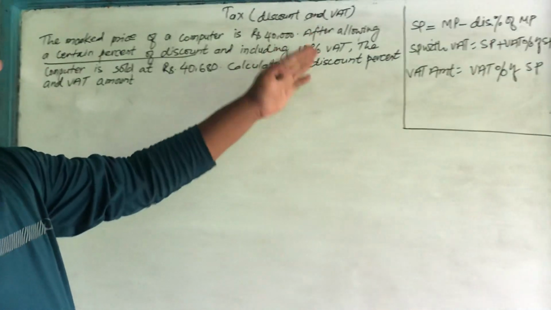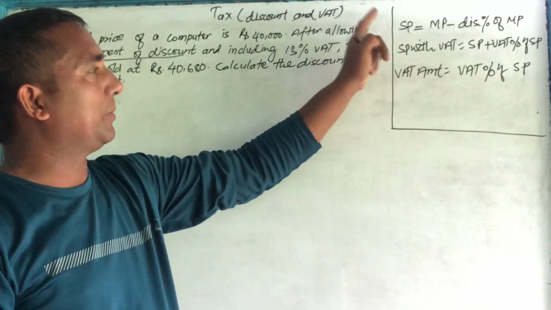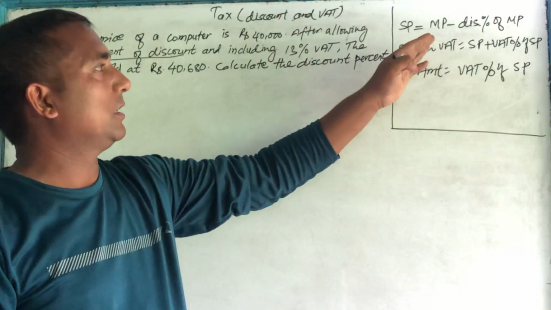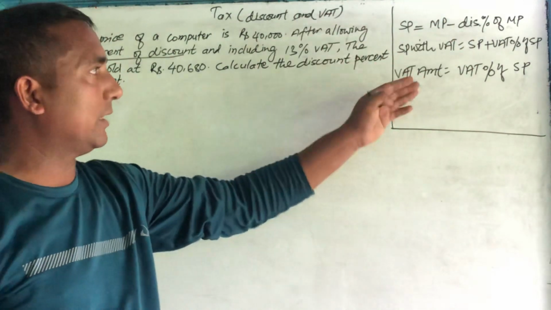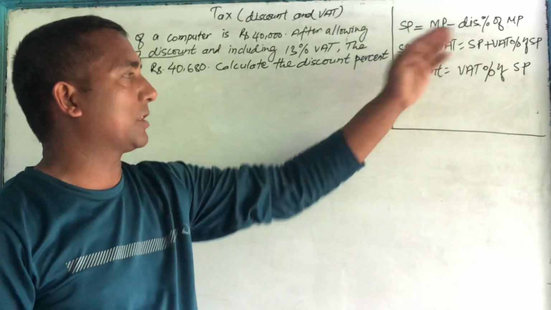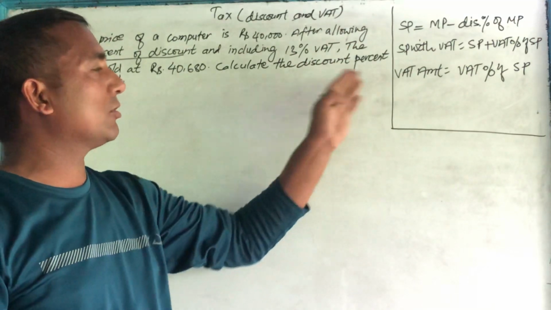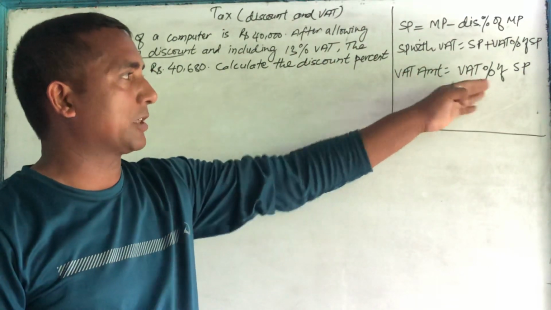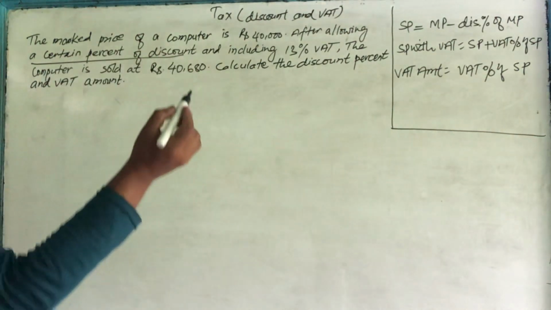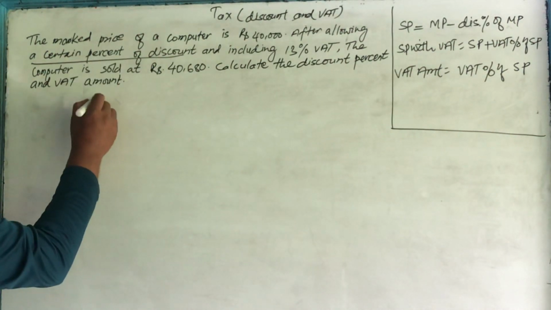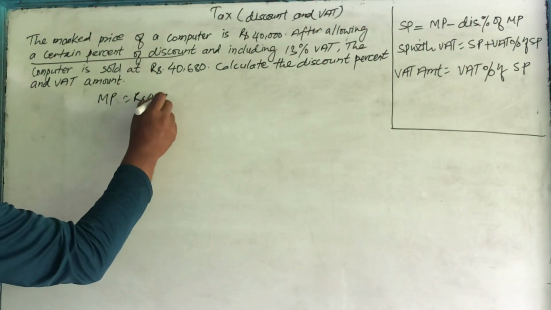As well as the questions, I want to focus on this SP. At the beginning I focus to you, SP means MP minus discount percent of MP. Then SP with VAT means SP plus VAT percent of SP. And you have to find the VAT amount also. So VAT amount means VAT percent of SP. So let's go, students. The marked price of the computer is 40,000. It means MP equals Rs 40,000.